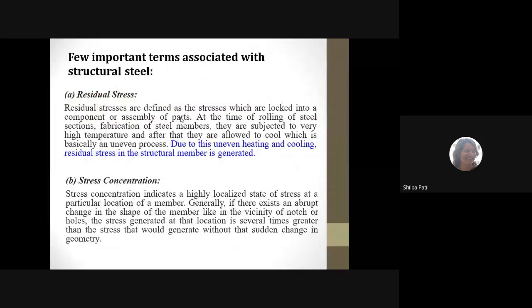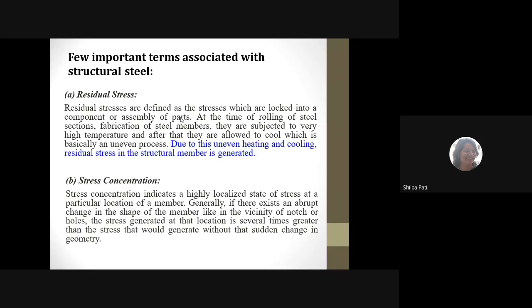Besides that, there are some other important terms associated with structural steel. Whenever we design a steel in the structures, there are two important aspects we have to consider. And these aspects definitely have an impact on the behavior of a structural member, depending upon which type of loading or stresses are developed in the material. The first important thing is residual stress.